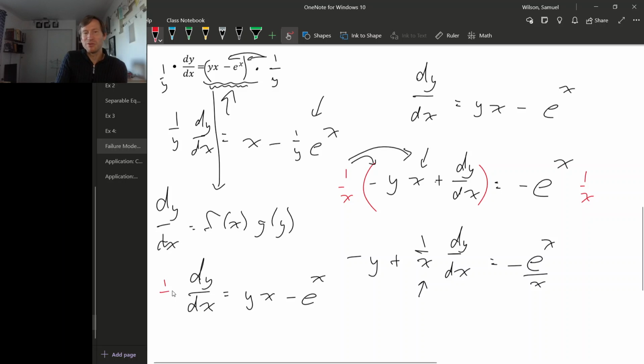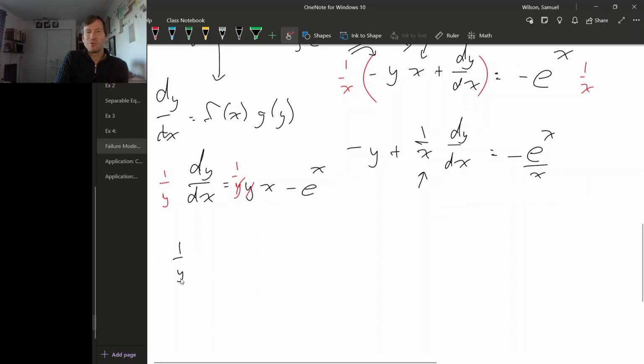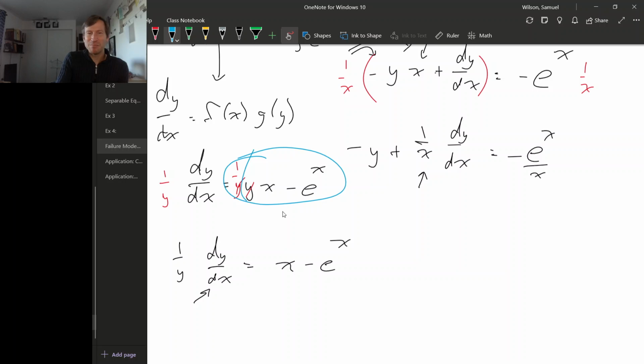Well, let's multiply both sides by 1 over y, and then these cancel, and then we have 1 over y dy/dx equals x minus e to the x. And then we can finish separating by moving the dx. But this was an algebra mistake, right? Right here, I was supposed to multiply the entire right-hand side by 1 over y. I can't multiply just one piece of it by 1 over y. So this resulting equation isn't the same as the one we started with, so this isn't right.